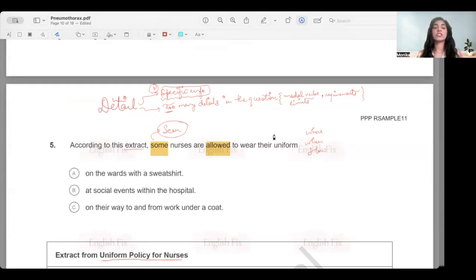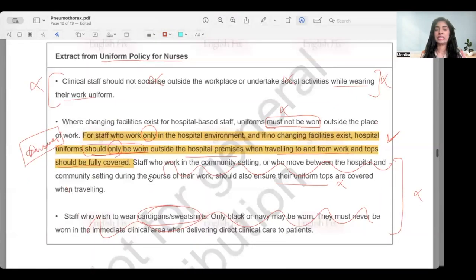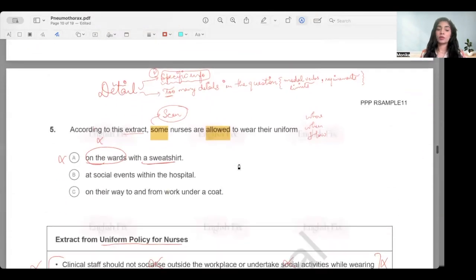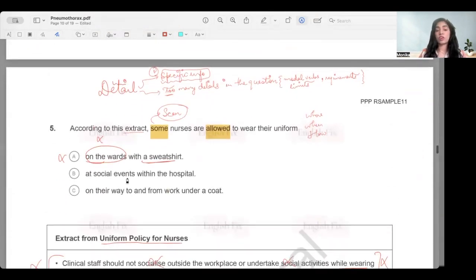Now, coming back to the question, some nurses are allowed to wear their uniform on the wards with a sweatshirt, even though they have talked about covering their uniform, but they have talked about outside the hospital premises when they're traveling to and from work. So it's not about on the ward. I know that for sure it is incorrect, but many students are going to select this as an answer because they have seen the word sweatshirt here. Wrong answer from wrong location, obviously. Now, let's see. At social events within the hospital, no, anything within the hospital, I'm not wearing the uniform. But students will select this to be the right answer.